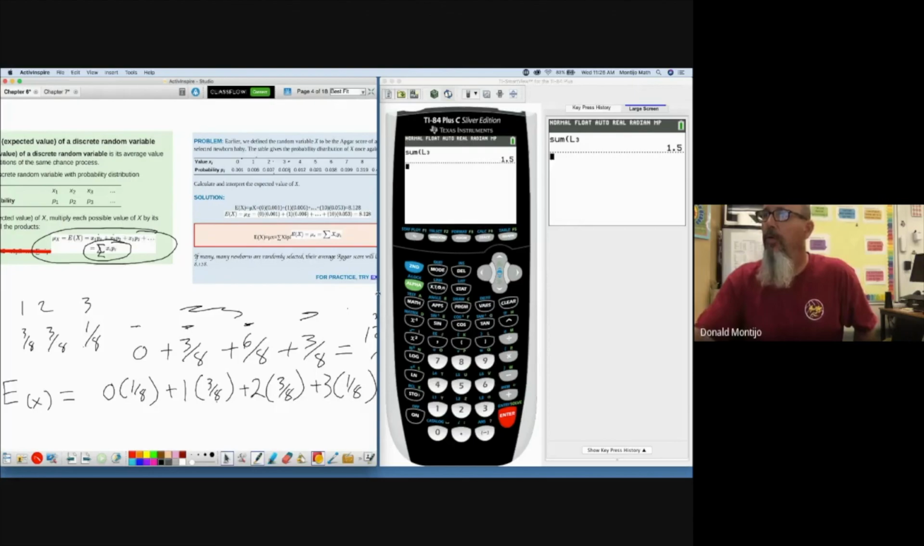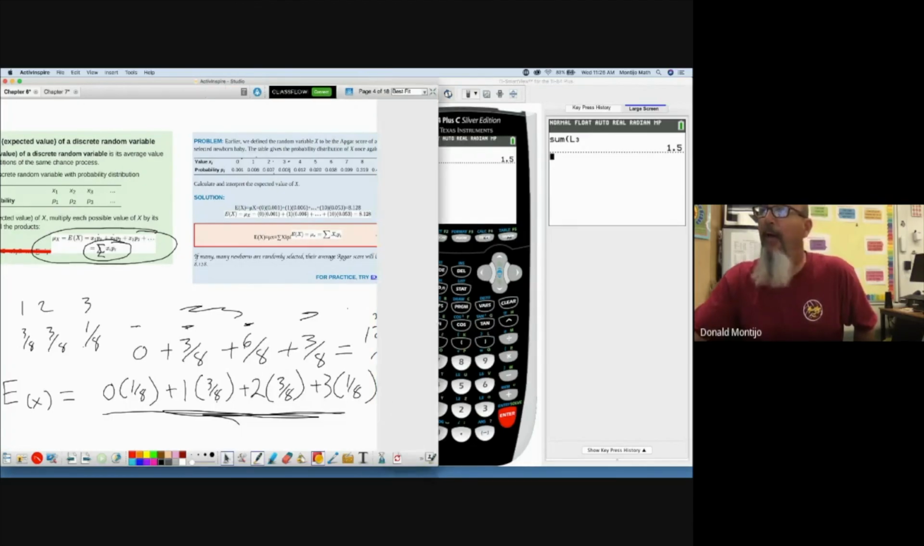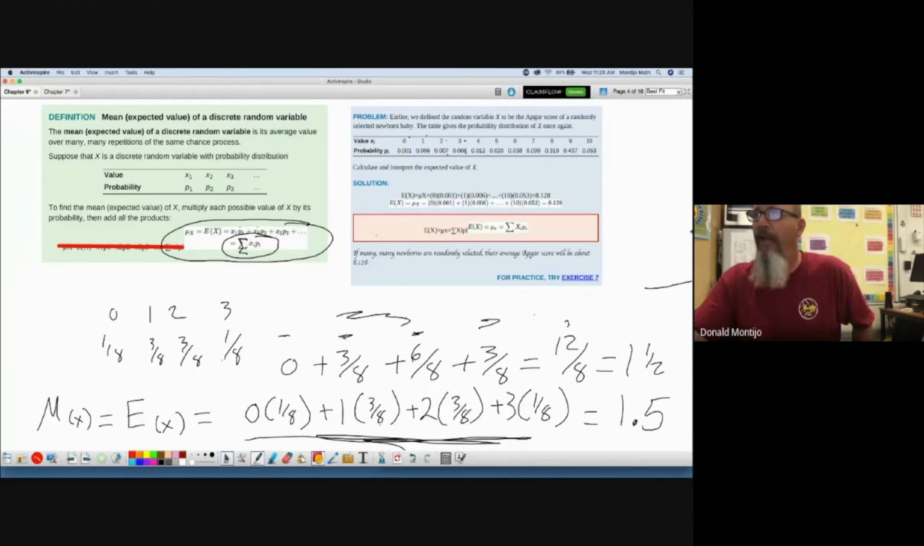So 1.5 was the mean. By putting it in the list, let the calculator do all the work, and we won't have to worry about all this chicken scratch over here. So that's how we would use the calculator to find the mean or expected value of a discrete random variable.